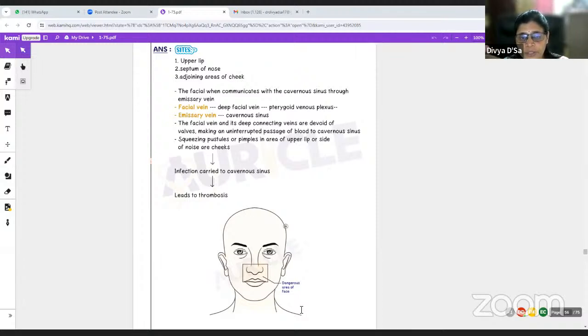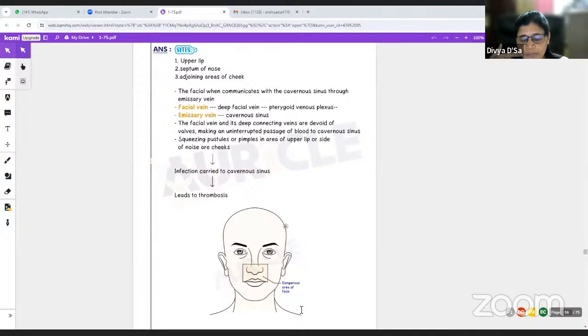So facial vein to the deep facial vein, from the deep facial vein to the pterygoid venous plexus, and pterygoid venous plexus through the emissary vein, it's connected to the cavernous sinus. Since there are no valves, it makes way for an uninterrupted passage of blood to the cavernous sinus.